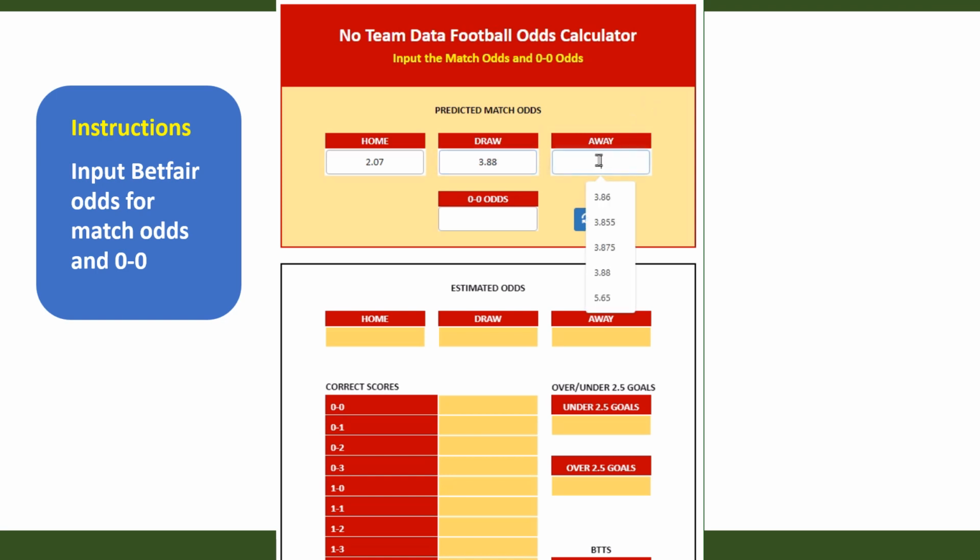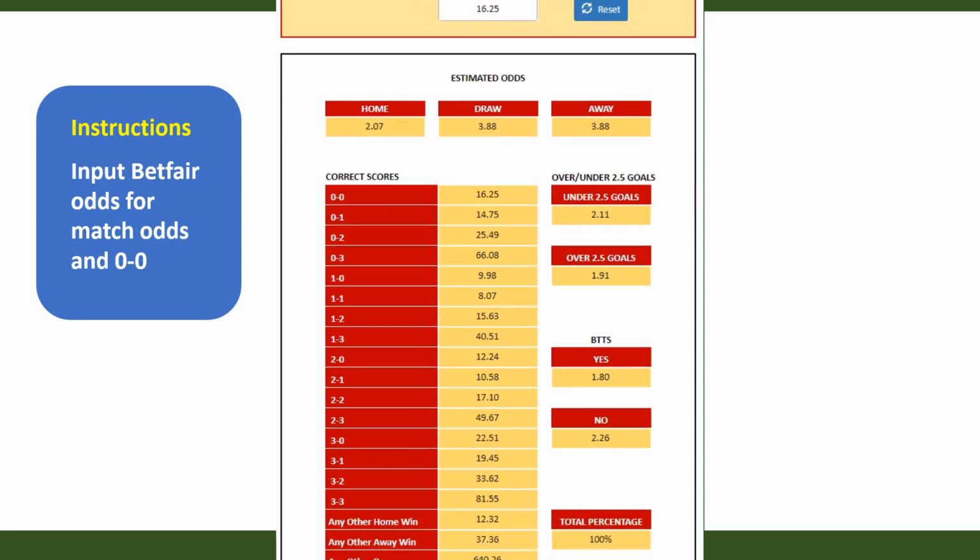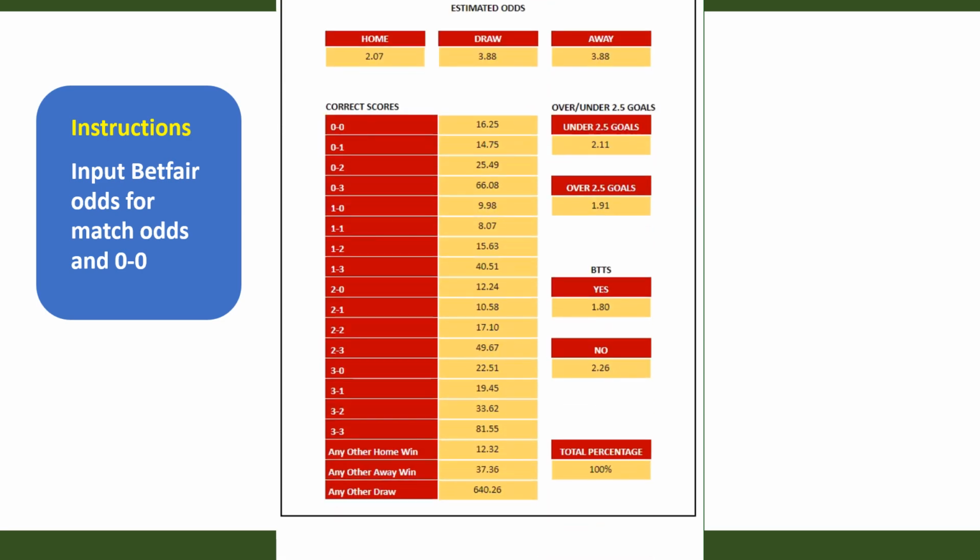All of my other calculators, which are soon to be released, are based on the team's past results. So one of the reasons I'm showing you this calculator is to demonstrate that I've pretty much reverse engineered how Betfair generates its football odds. So what you do is you go to Betfair and look at any match, input the Betfair match odds and the 0-0 odds into the calculator, and the calculator will generate odds for current scores, over under 2.5 and both teams to score. The calculator is based purely on mathematics.